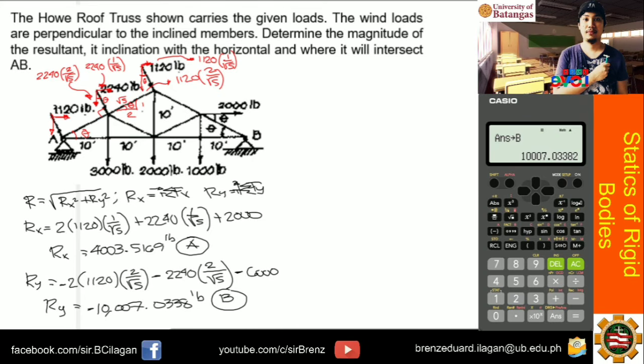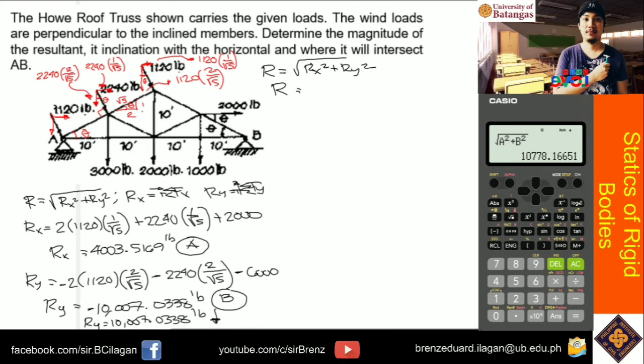Okay, so since we have now the value of Rx and Ry, I believe we can now solve for the total resultant. So again, parang Pythagorean theorem lang, square root ng Rx squared plus Ry squared. Mas madali na natin mapipindot, no? Hindi na natin pipindutin isa't isa, kasi tinago nga natin yung mga value niya sa A, squared mo lang yung A plus B squared. So the value of R is 10,778.1665. Okay, so meron na tayong value ng R. Okay, so ano na lang kulang?